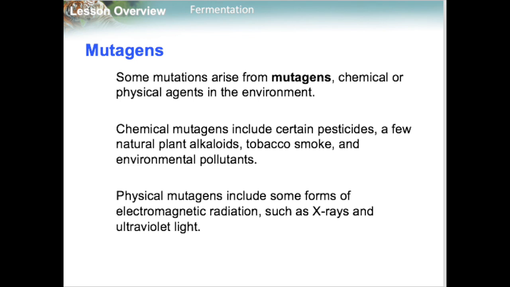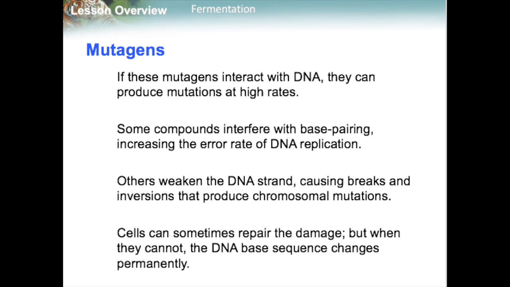Some mutations arise from mutagens. Basically, this is when you're taking in chemicals or physical agents in the environment. Chemical mutagens include pesticides, a few natural plant alkaloids, tobacco smoke, and environmental pollutants, as well as x-rays, and I mean a lot of x-rays, electromagnetic radiation, and UV light, that's the sun, guys, by the way. These can all cause changes in your DNA. These mutagens interact with your DNA, and they can produce mutations at a faster rate. Others weaken the DNA strand, causing breaks, and these can cause chromosomal mutations. Cells can sometimes repair it, but sometimes they can't, so it can be changed permanently.